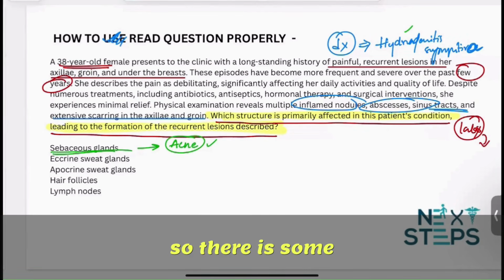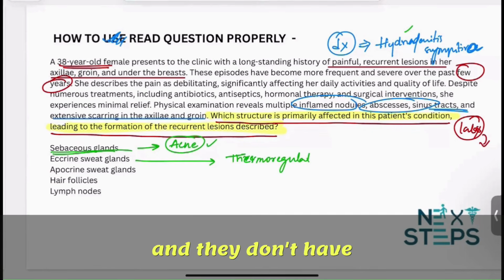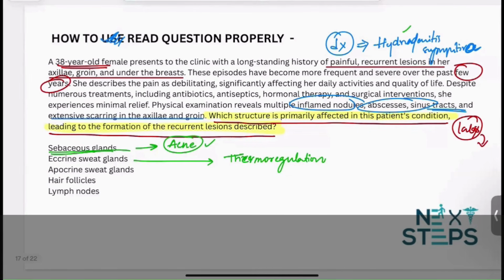Okay, so there is some infection going on in your sebaceous gland, etc. This is what causes acne, but not the hidradenitis suppurativa. Then we have eccrine sweat glands. These are something we don't hear often, so you can rule out that option, or you can remember the concept that these are responsible for thermoregulation, and they don't have any role in hidradenitis suppurativa.